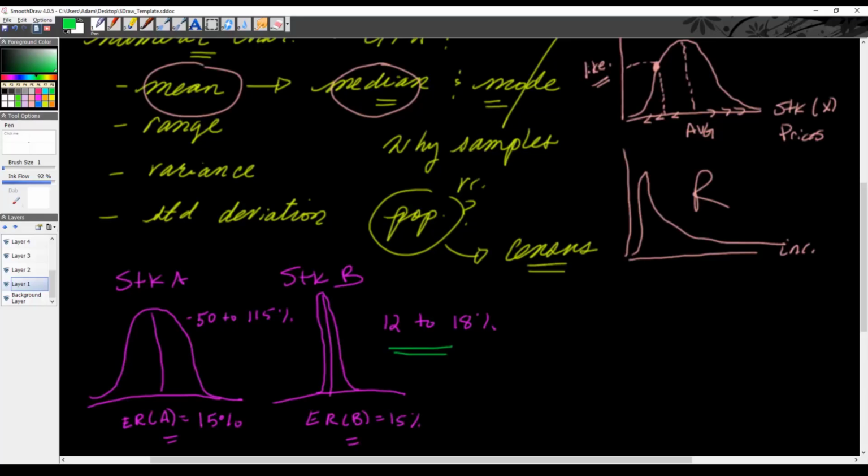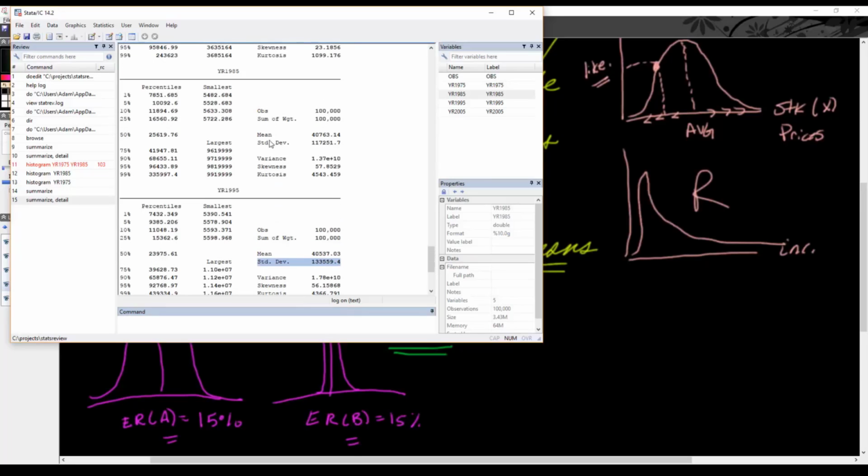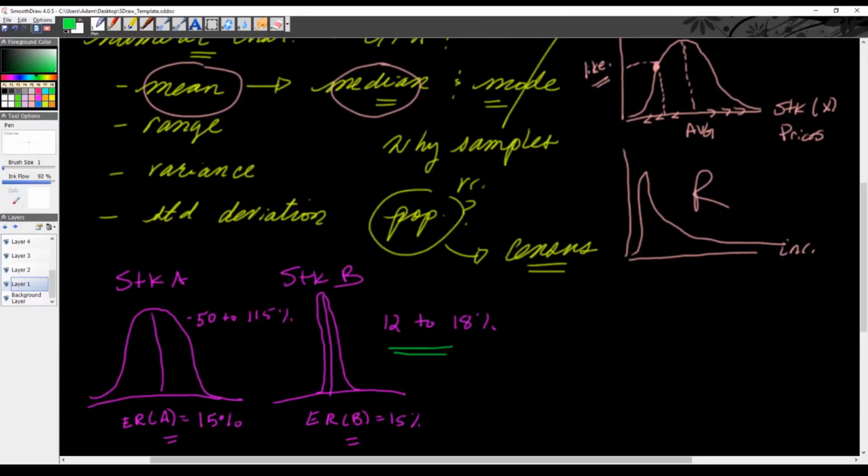I'll be able to plan better. I get more bang for my buck. I take less risk per unit of return if I invest in stock B. So we know that looking at measures of dispersion is very important, and we can easily obtain these measures of dispersion from Microsoft Excel or Stata. Here's the measure of standard deviation for each one of these variables. And again, this data is highly skewed.